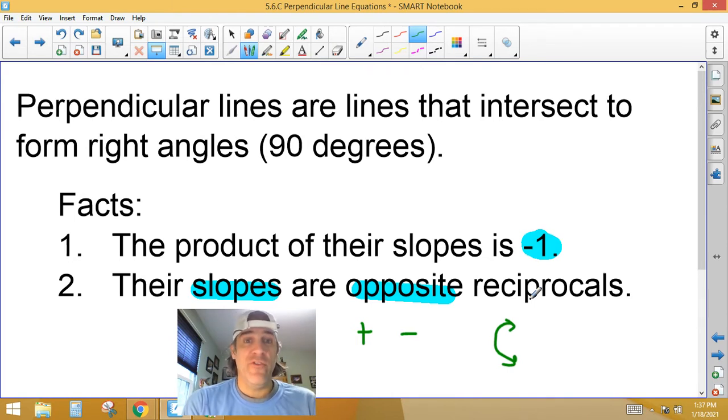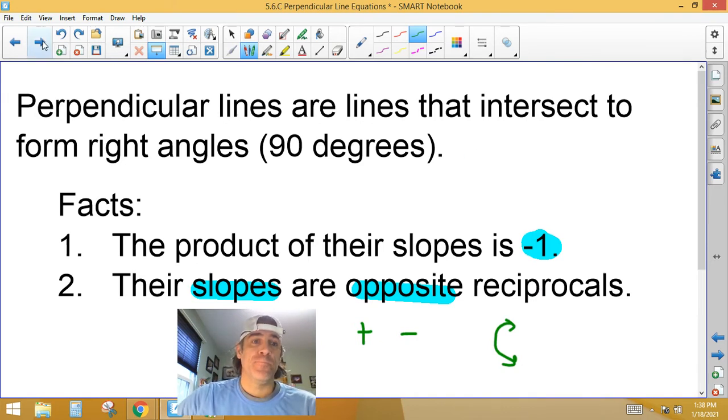This is not true about every single intersecting pair of lines. This is if they are perpendicular. They will be opposites and they will be reciprocals. I'm saying this over and over again because I'm going to make sure you truly understand this in your assignment today. If they're going to be perpendicular, they're going to be opposites and reciprocals.